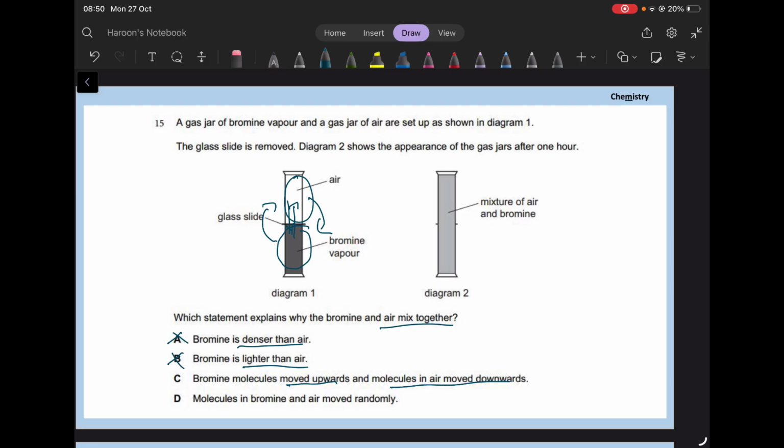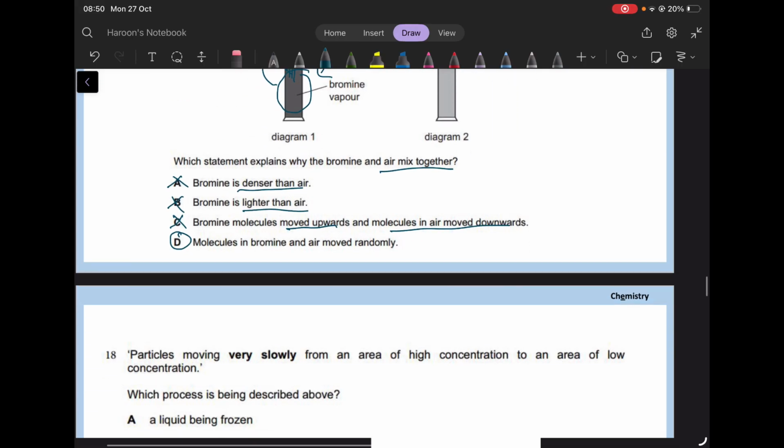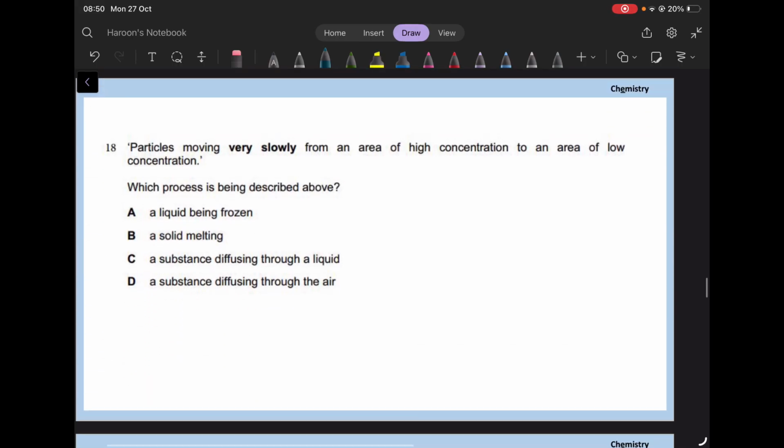Not all the particles move up and down. They move randomly in all directions: up, down, left, right. So D has to be the answer. Molecules in bromine and air moved randomly. That is what caused spreading of these particles due to kinetic particle theory.